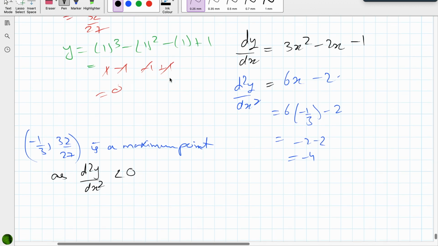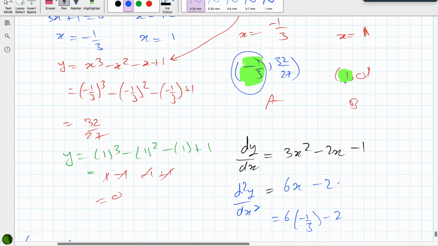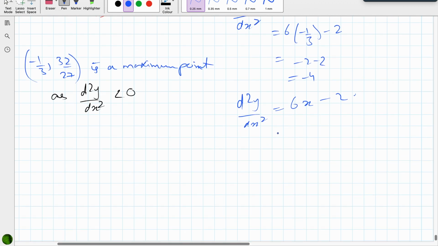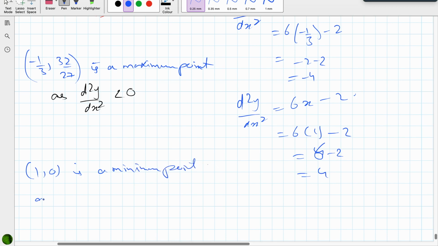Now checking for the second point. d square y over dx square is equal to 6x minus 2. Now the x coordinate at the second point is 1. So when we substitute 1, we know that it is positive. So 1 comma 0 is a minimum point, as d square y over dx square is greater than 0, or positive. Getting it?